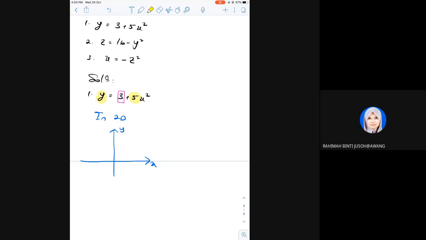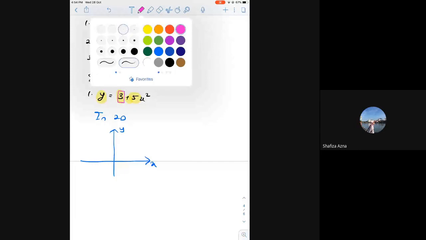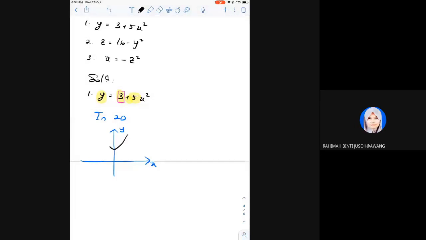Okay. So now, subjek kita sekarang ni adalah Y. Y as the subject. So it's either paksi Y menegak, maksudnya parabola ni menegak ke atas, upward or downward. Dalam kes ni dia adalah positive 5. So bila positive 5 dia adalah senyum, upward, menghadap ke atas. Okay, tapi dia ada shifting 3. So bila shift dia 3? Naik atas 3, yes. Macam tu.